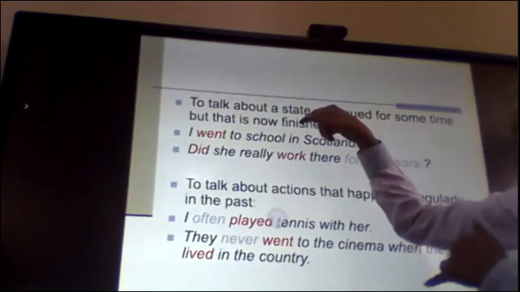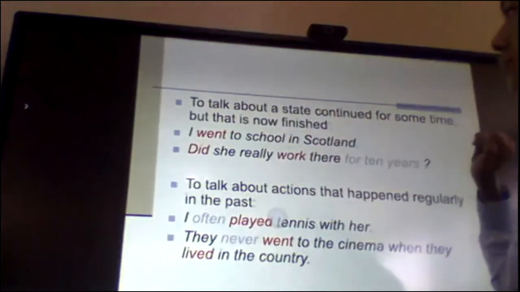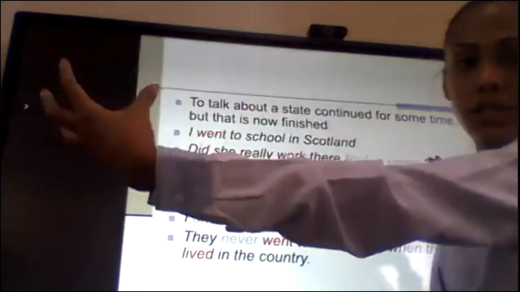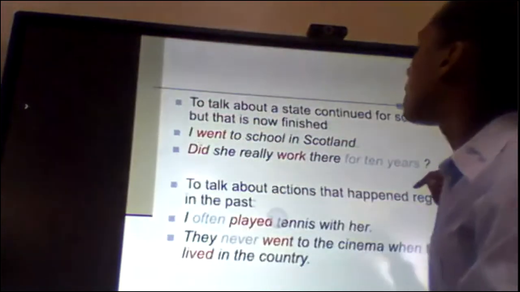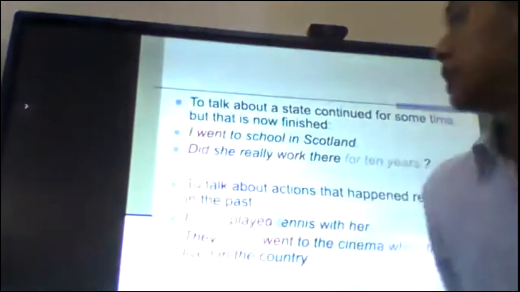To talk about a state that continued for some time, but now it's finished. For example, I went to the school in Scotland. You went to the school for 6 years, for example. Okay, Gillian, read the examples, please.